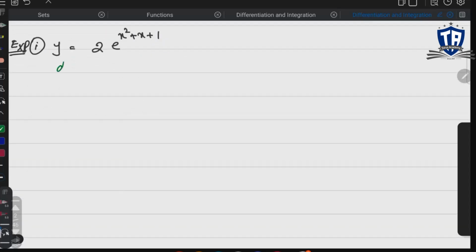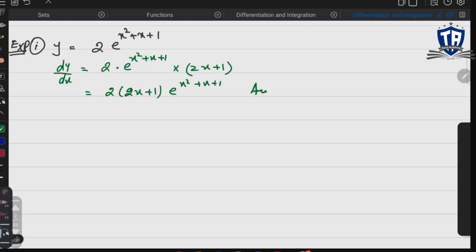Let's take the derivative. It is dy by dx, and we take the exponential function as it is, and then we multiply with the derivative of the power, which is 2x plus 1. Then the simplified expression is this, so this is our answer.